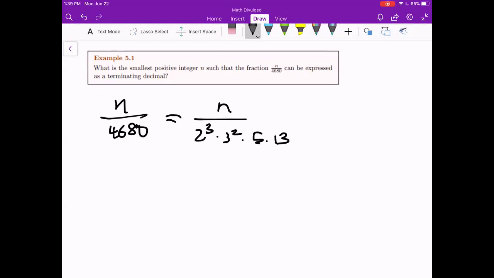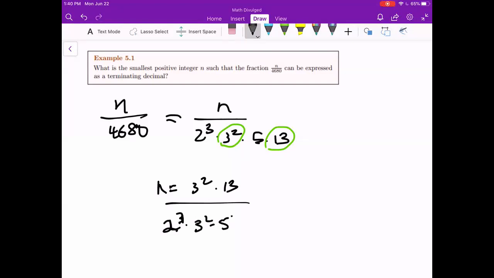And if we want the denominator to only be left with 2's or 5's, that means we need this 3 squared and this 13 term to cancel out. So that means n must contain at least 3 squared and 13. So n is equal to 3 squared times 13. And then if we divide this by 2 cubed times 3 squared times 5 times 13, these would cancel out. This would be 1 over 40, which does indeed terminate. So our smallest possible value of n is 3 squared times 13, which is equal to 117.